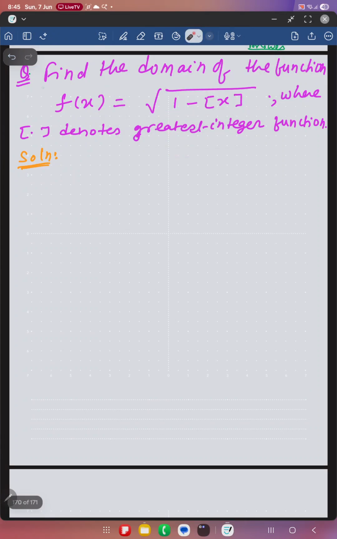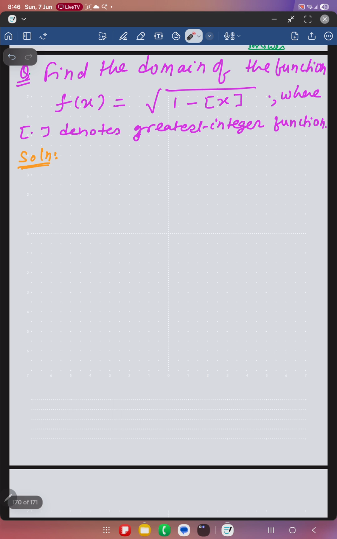Now this is a question on the domain of the function f(x), where f(x) is the square root of 1 minus the greatest integer function of x, because this symbol denotes the greatest integer function. In short we say GIF, greatest integer function.